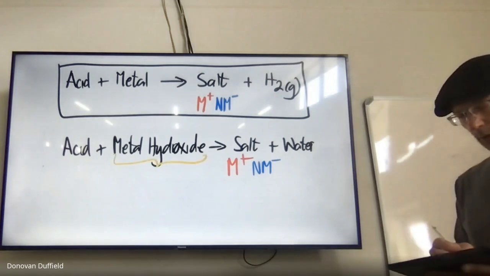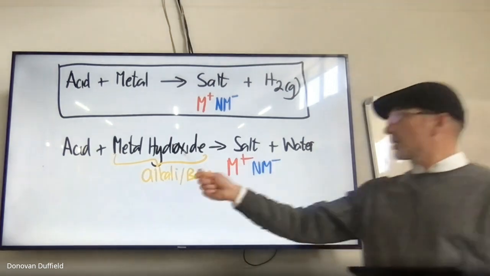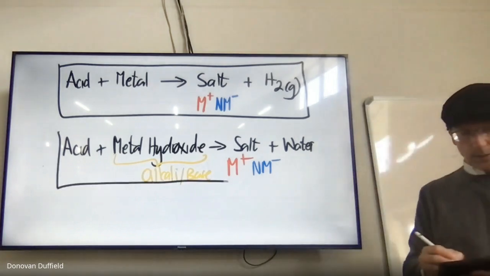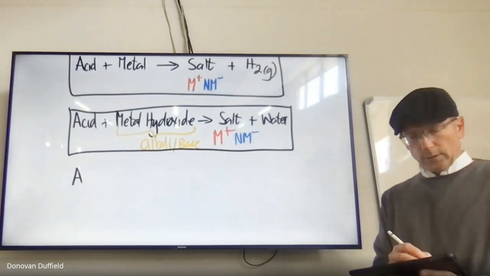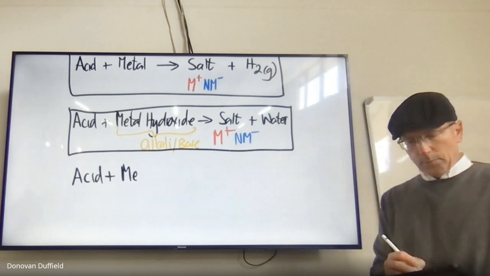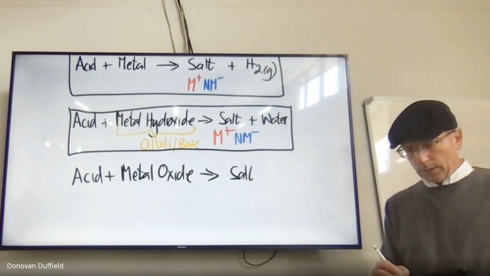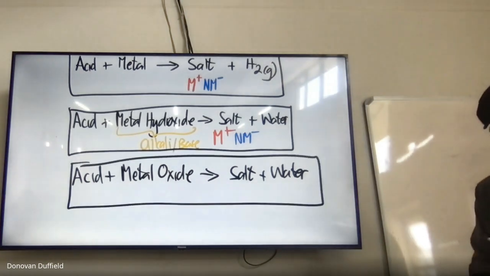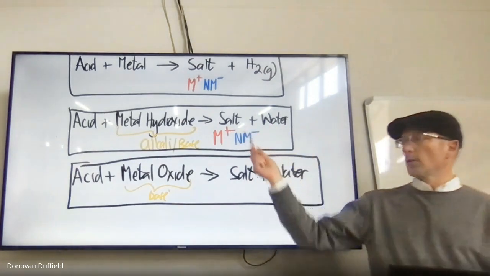Please remember that a metal hydroxide is also known as an alkali or a base. So when you have an acid plus a base, it produces salt plus water. So that was the other one that we looked at. Then there is an alternative to that, when you've got an acid plus a metal oxide, and that produces salt plus water. And the metal oxide is a base. Right, so these two are basically the same thing. That's an acid plus a base produces salt plus water.